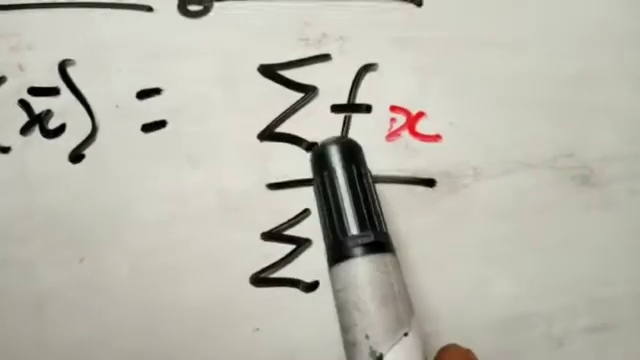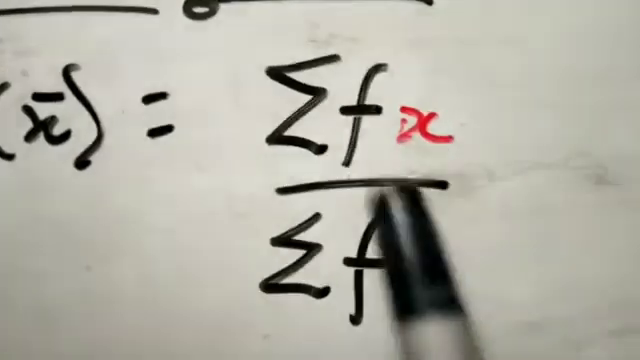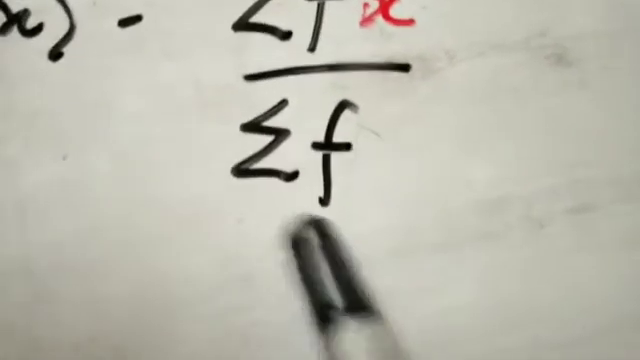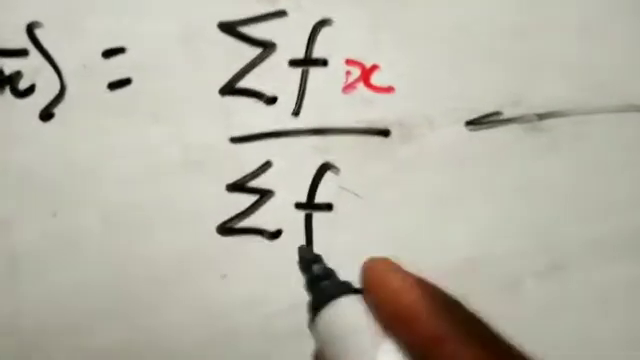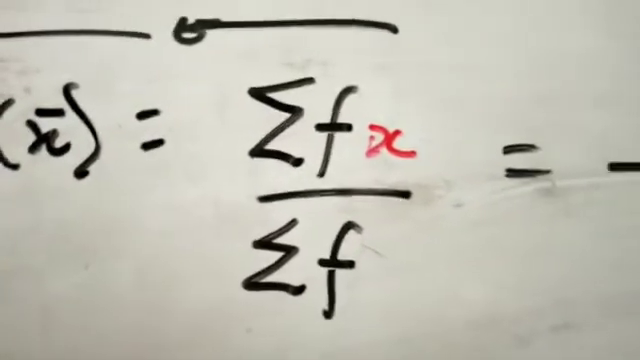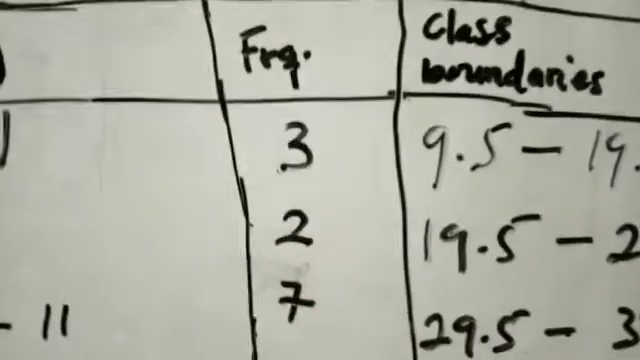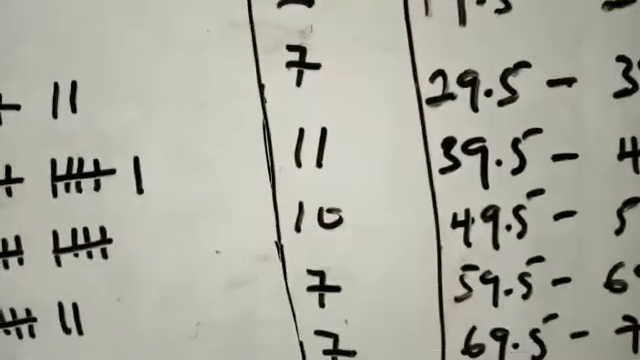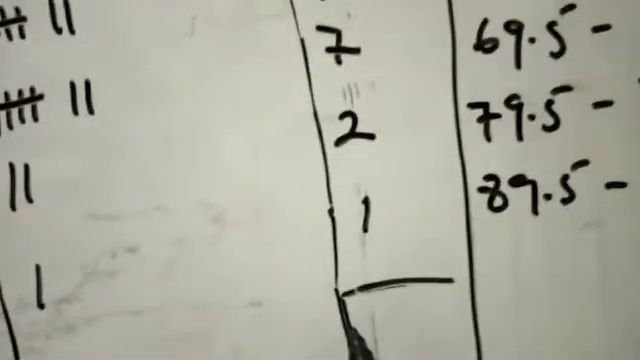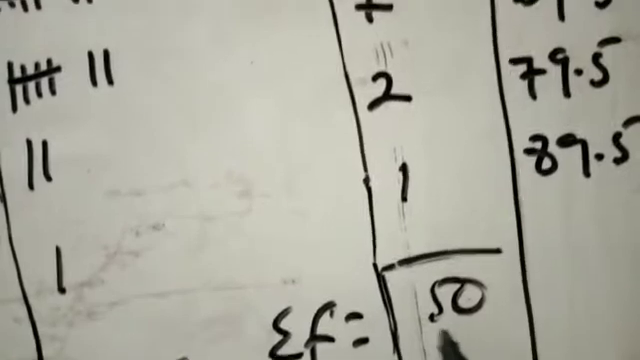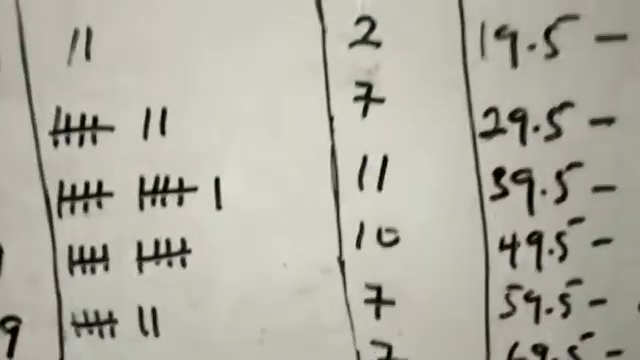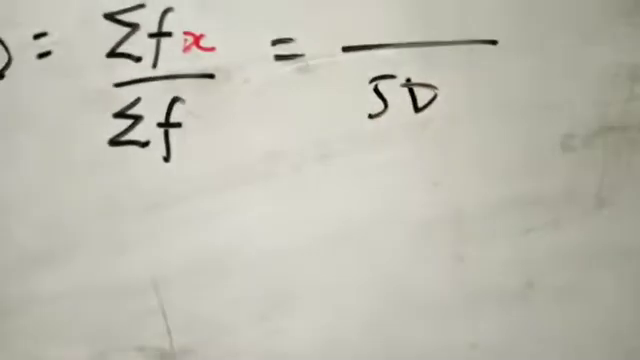So here we know what this is doing: it is adding everything. What are we adding? We are adding fx. We don't know x, but we know f. Let's go to the bottom, where we are adding the frequencies. These are the frequencies, so when you add them, we are going to get 50 in all. The summation of f should be equal to 50. You can check that and see. So the bottom is 50. What about the top?